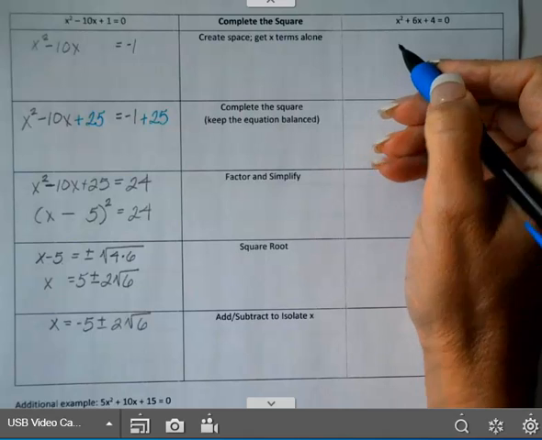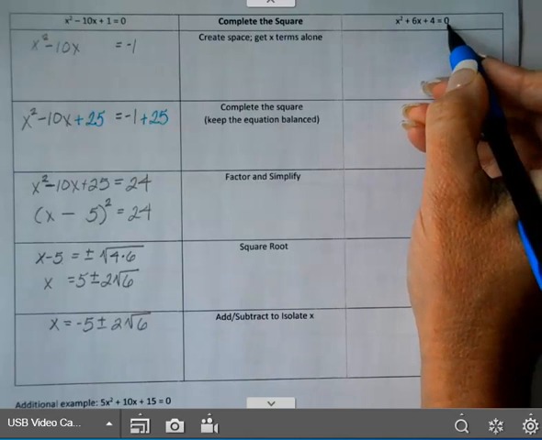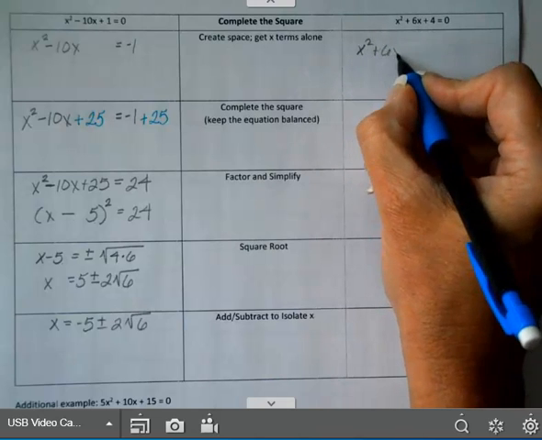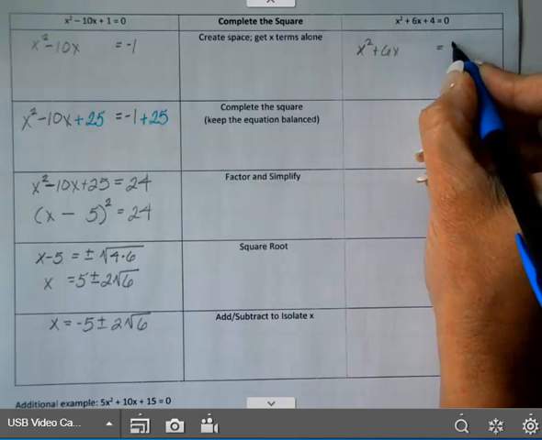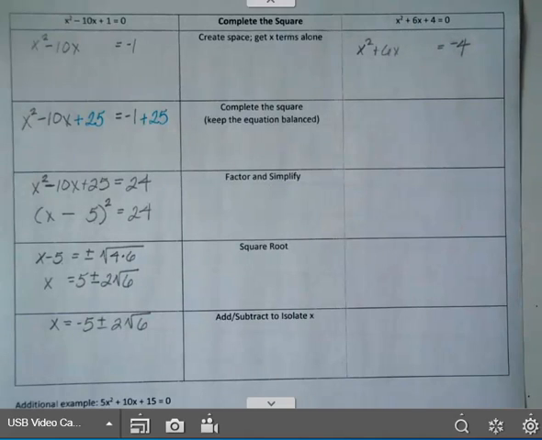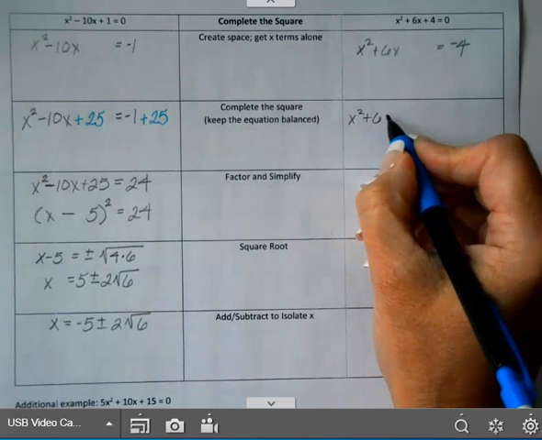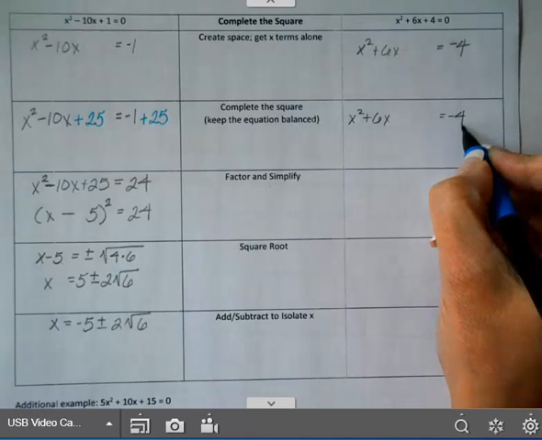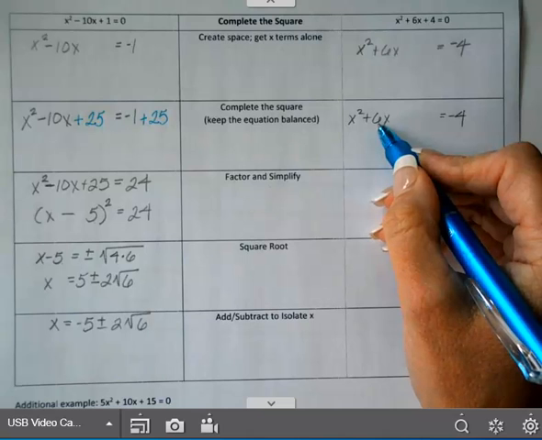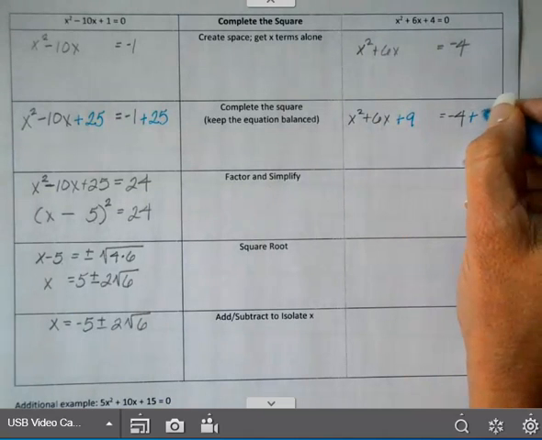Let's try another one. I have x squared plus 6x minus 4 equals 0, so I want to create space and get the x terms alone. So I'm subtracting 4 from both sides. And then I want to make a perfect square trinomial. So I'm going to take half of my middle term, my linear term, and square it. Half of 6 is 3, 3 squared is 9. So I'm going to add 9 to both sides.